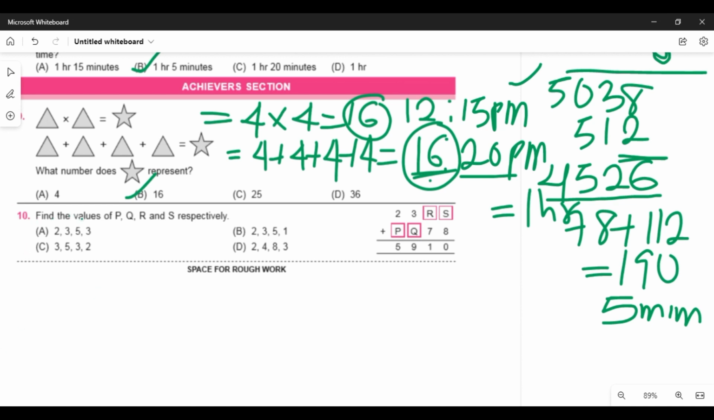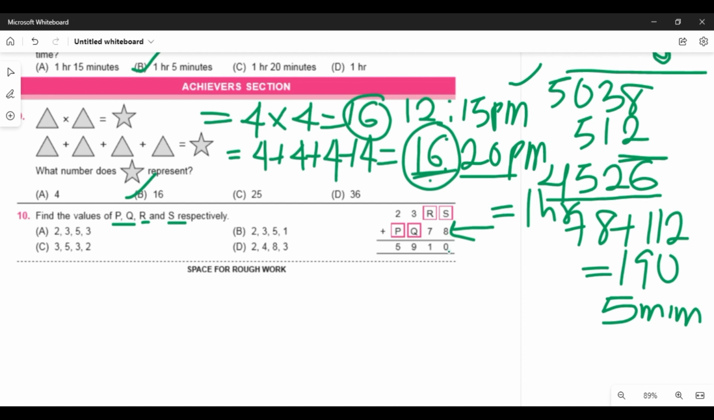It says we should find the values of P, Q, R, and X respectively in this question. Now this question requires addition, and we are given some missing gaps. So when you carry out addition, you carry out addition from the right hand side to the left hand side. So we'll start from the right hand side to the left hand side.